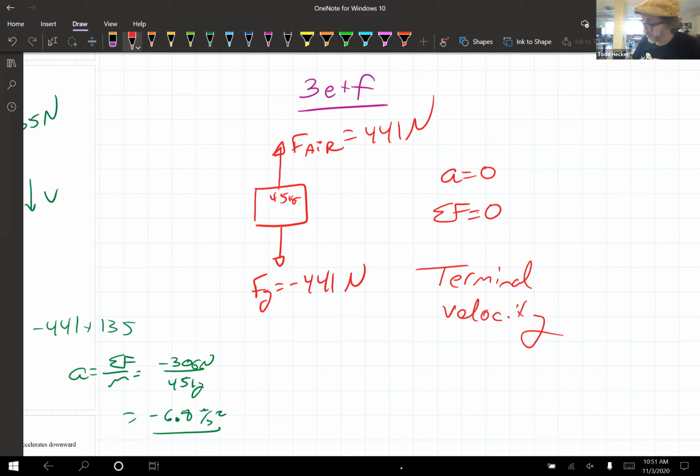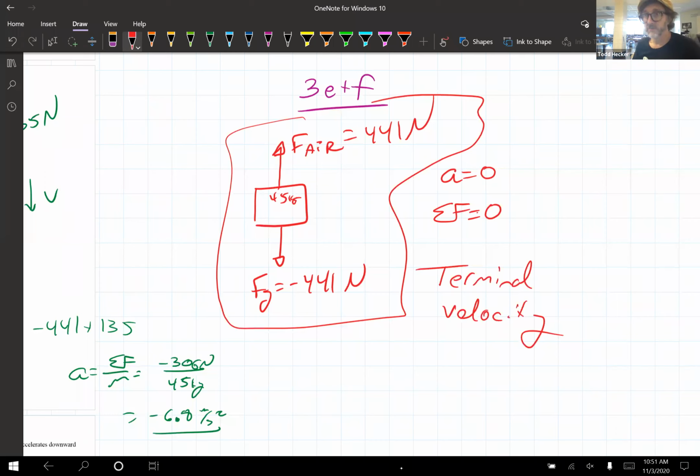All right, so this is 3F. Okay, there you go. When you're at terminal velocity, your net force will always be 0.